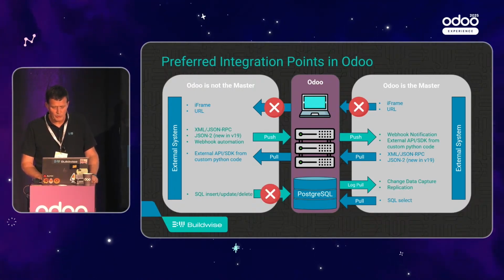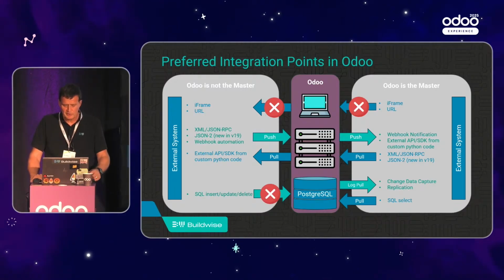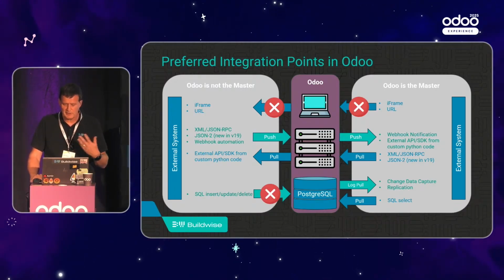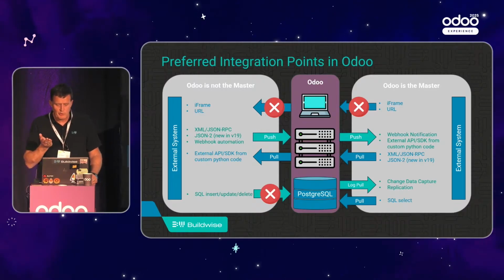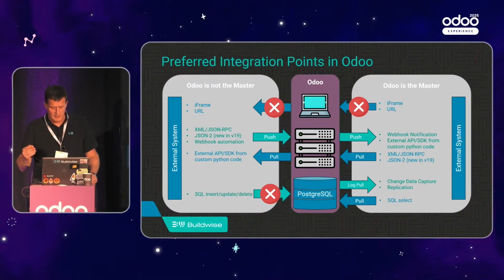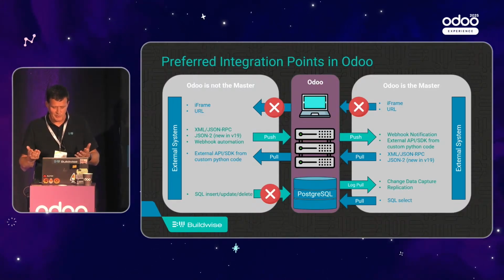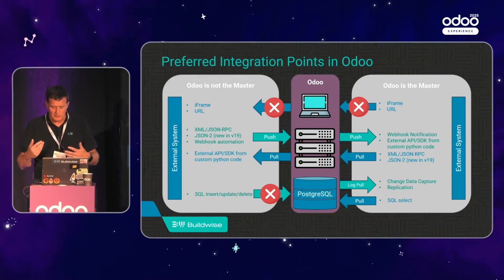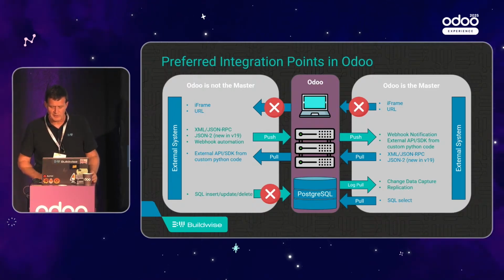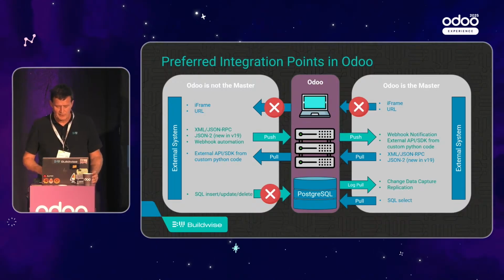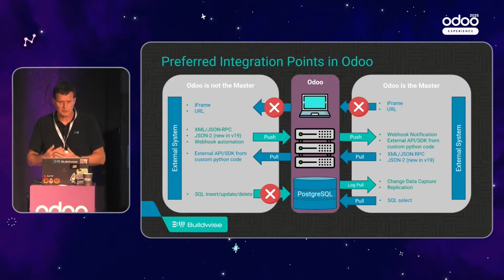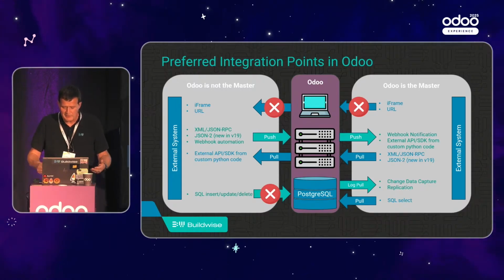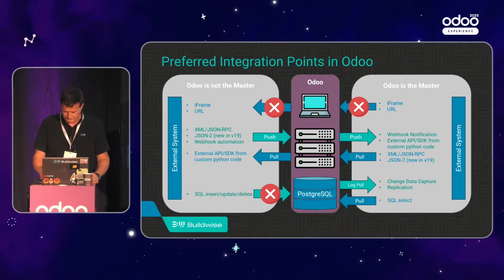We probably also don't want to do a straight SQL insert, update, delete into the Progress SQL database, because if we do this, we would bypass the ORM. And in the Odoo ORM, you may configure additional constraints that are not in the database. So if you do a SQL insert in the database, you could break these constraints. So probably it's not a good idea to do this.